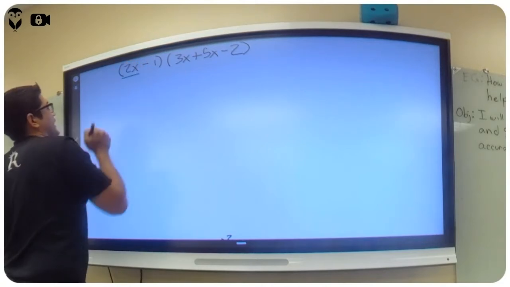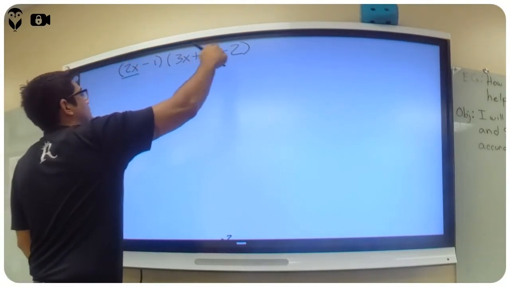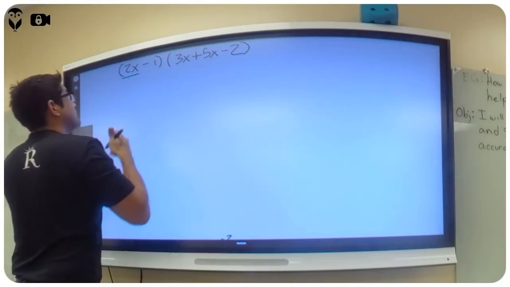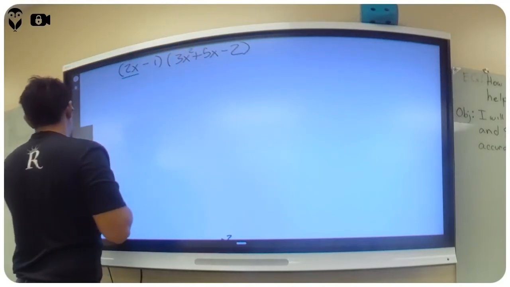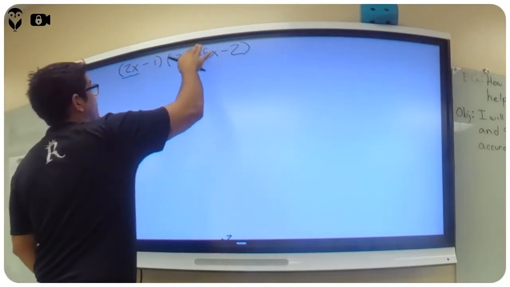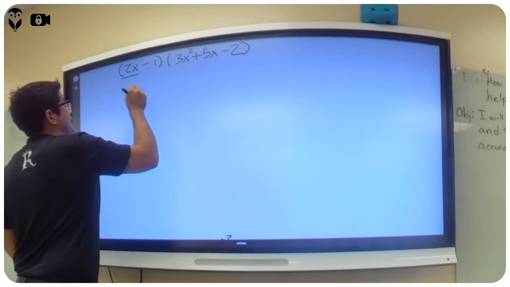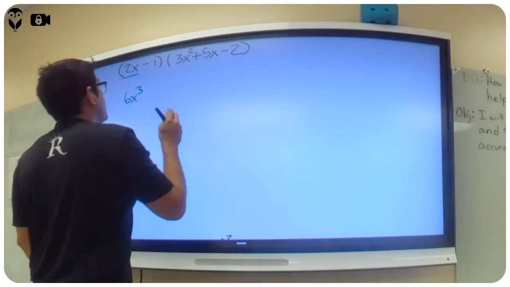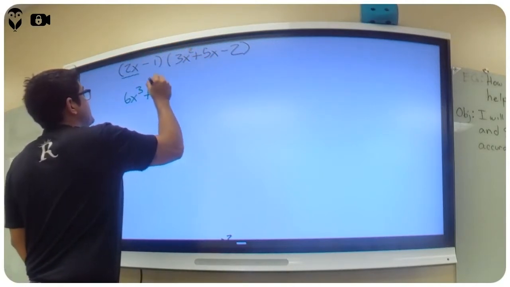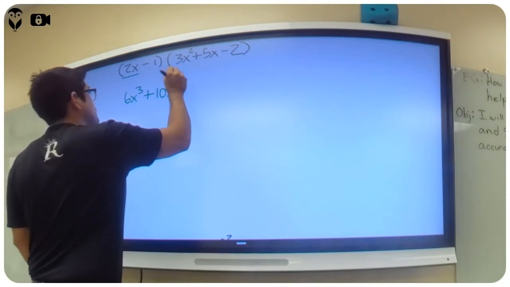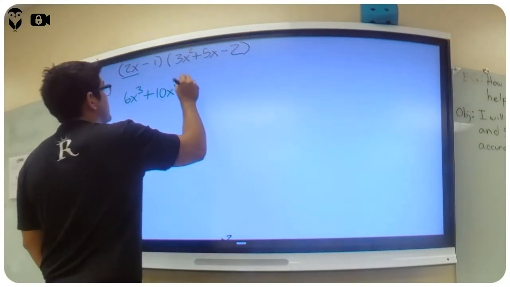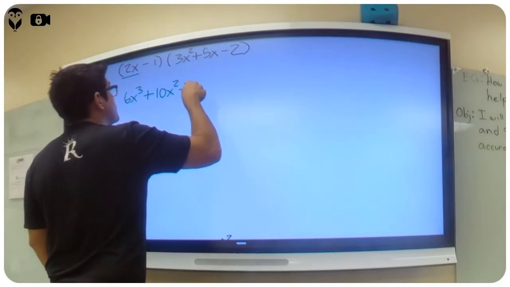So 2x is going to multiply with everything in here. So 2x times, it should be 3x squared. Let me fix that problem before we start. Okay. So 2x times 3x squared is going to be 6x to the third. Then 2x times 5x is going to make a positive 10x squared. Then 2x times negative 2 is going to make negative 4x.